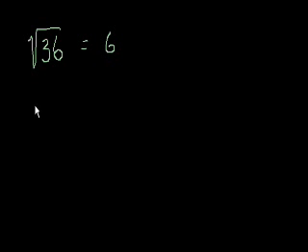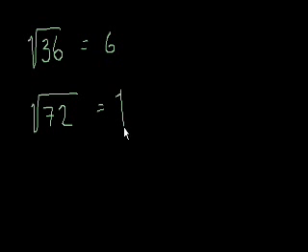Now what if I asked you what the square root of 72 is? Well, we know that 72 is 36 times 2, right? So let's write that. Square root of 72 is the same thing as the square root of 36 times 2, right? We just rewrote 72 as 36 times 2.